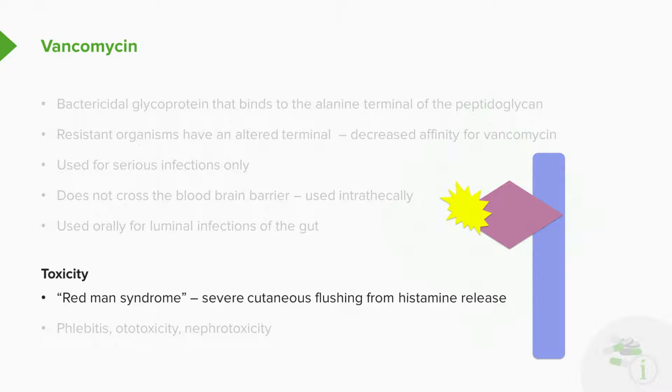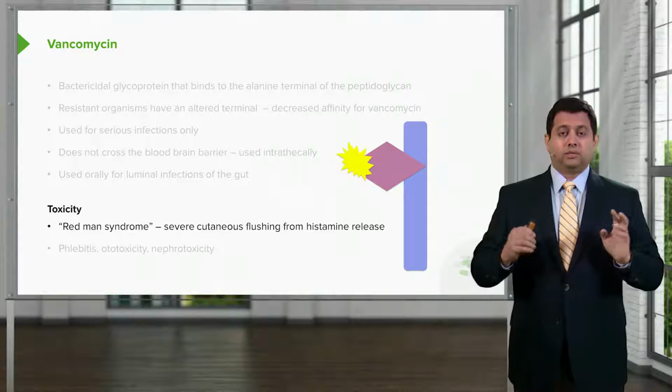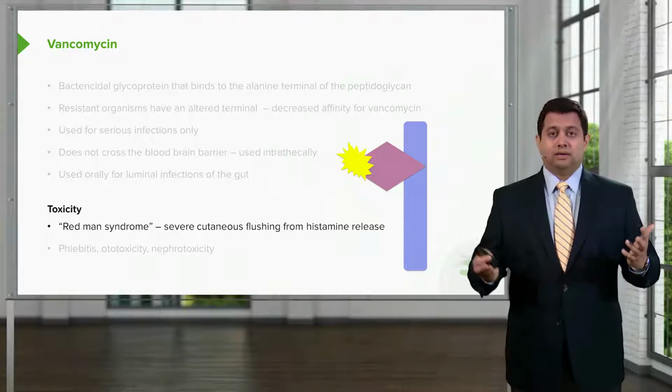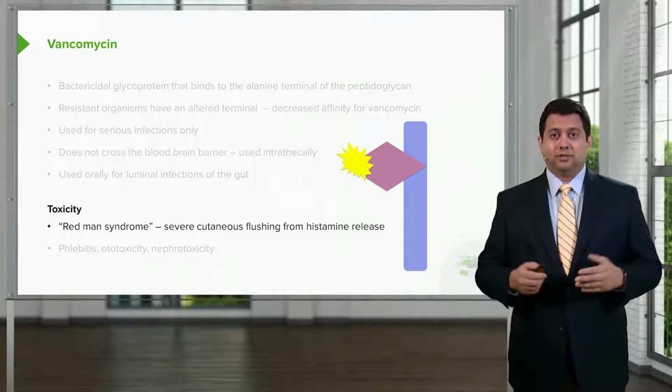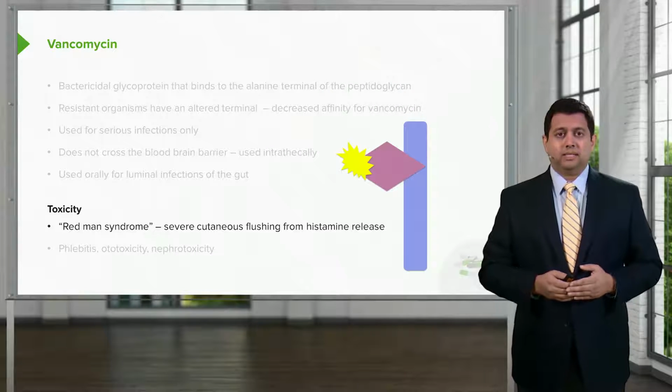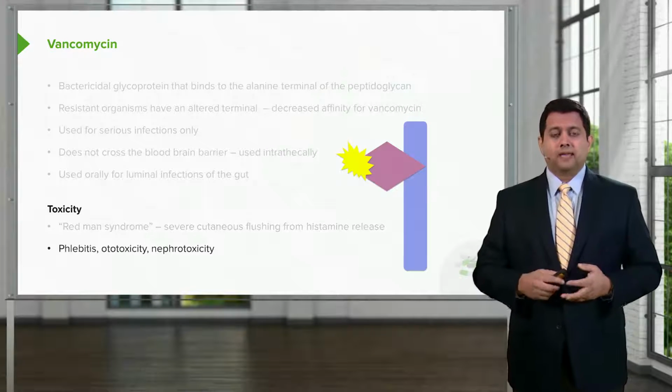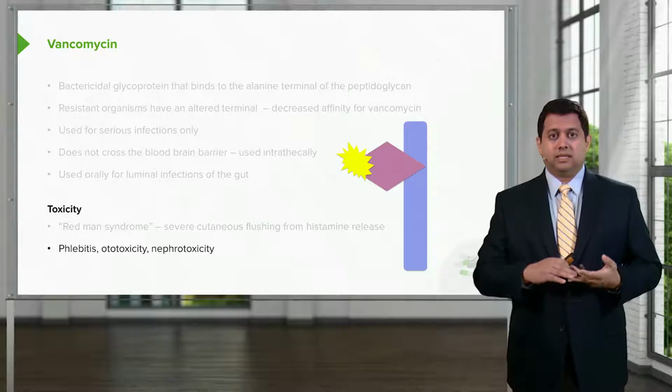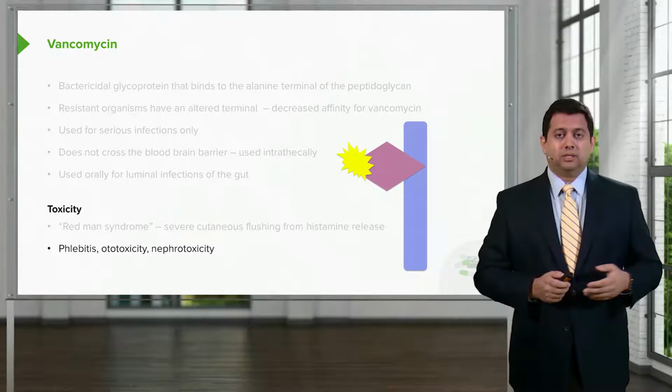The important toxicity that I want you to remember with vancomycin, and that I guarantee you'll be tested on, is something called red man syndrome. This somewhat sexist term applies equally to men and women, by the way. It causes severe cutaneous flushing from histamine release. So it's quite a dramatic and quite noticeable sort of reaction. And at first you think it's a type of horrible allergy. It's not quite an allergy in the same sense. It's actually a histamine release. It can also cause phlebitis, ototoxicity, and nephrotoxicity. So this is a potentially toxic agent.